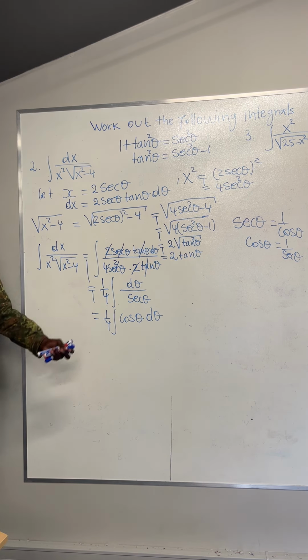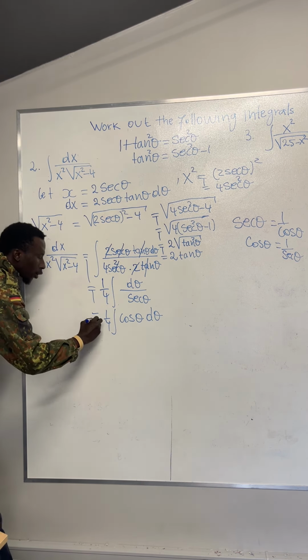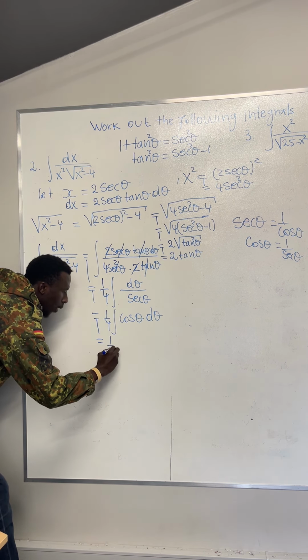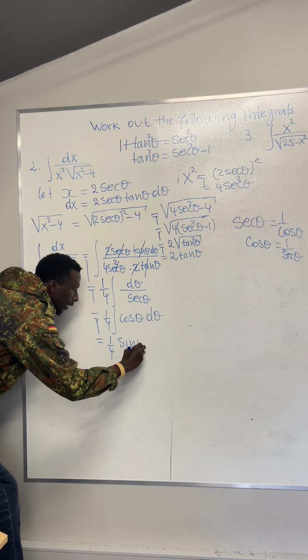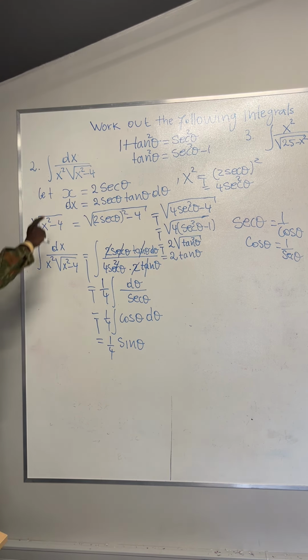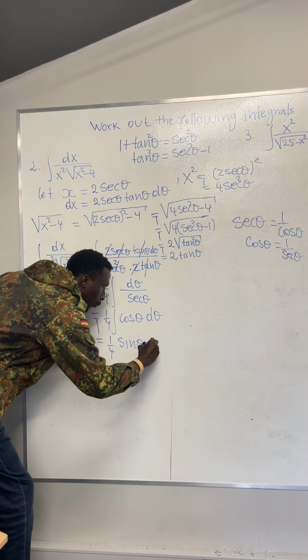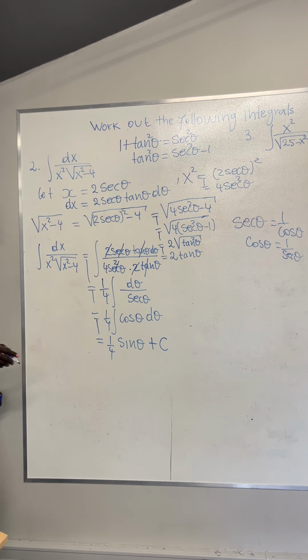And then what is the integration of cos? The integration of cos is sine. We're going to have 1 over 4 sine theta. But remember guys, they didn't give us the limit. So since we don't have the limit, we have to put plus c. Have we finished the question? No.